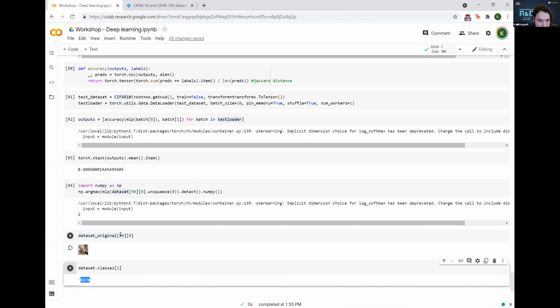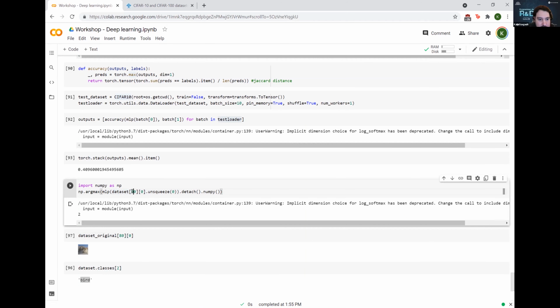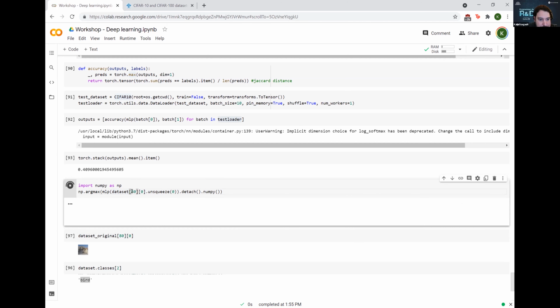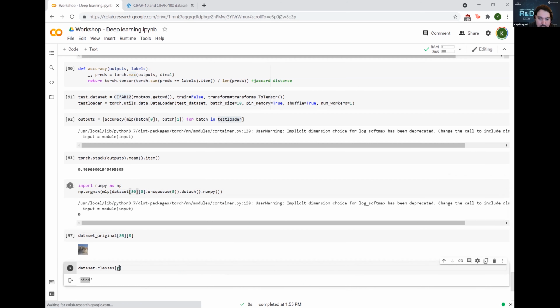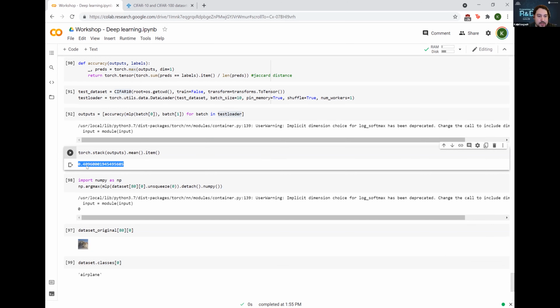I'm sure there's an example where the model was not correct. Let's try a different one. This one, I don't even know what this is. I think this is a dog or cat. I think this is a cat. Let's see what the model predicted here. Predicted 0, which is an airplane. So we can see that the model definitely made a mistake here. And it made quite a few mistakes because we have a 40% accuracy.